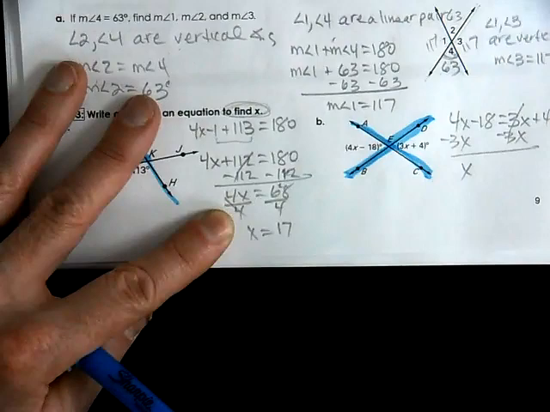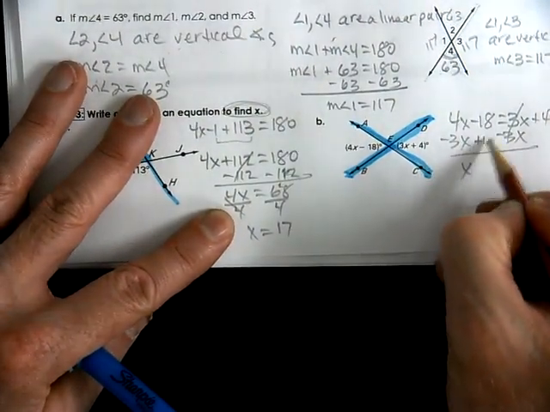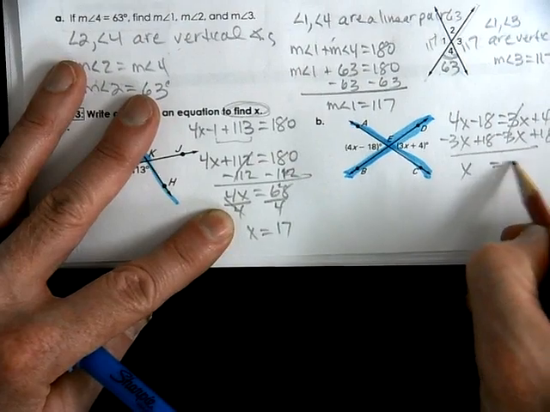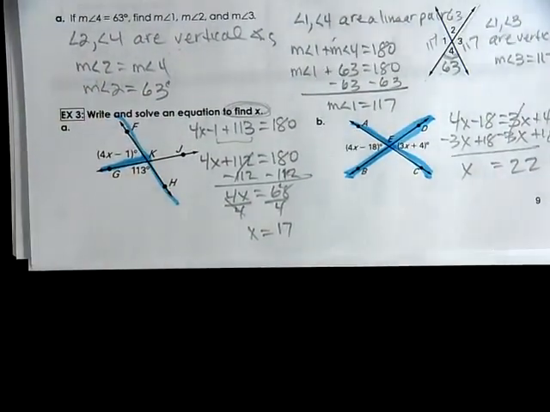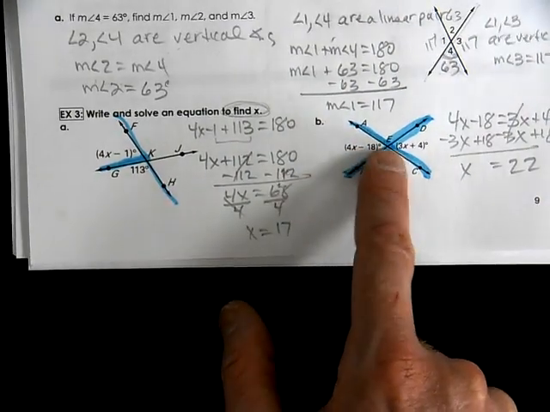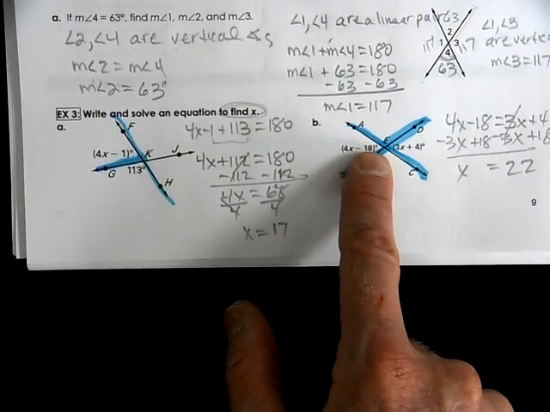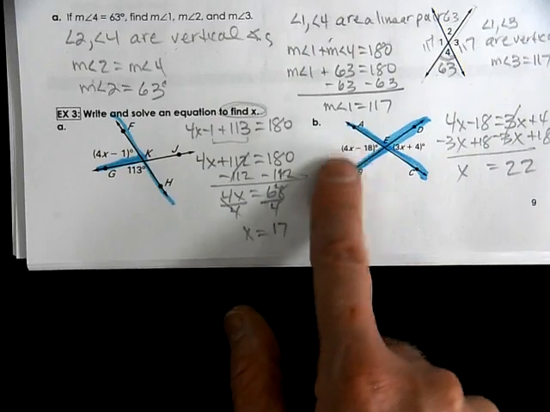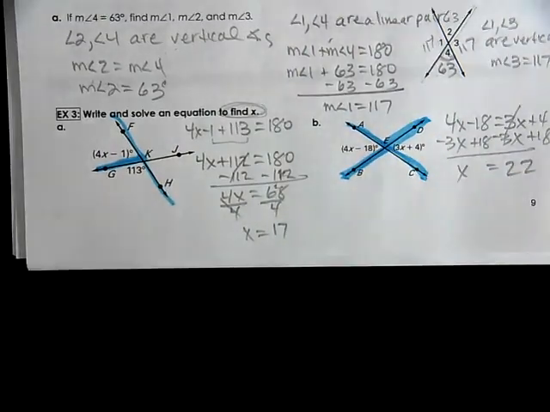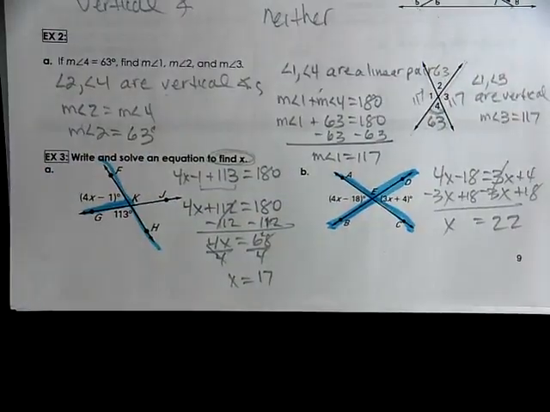I bring my x's together. I can add my 18, and I get 22. It's not 22 degrees. It's just 22. When you plug it in here, then you get your degrees. 22 times 4 is 88, minus 18 sounds like 70. So that's 70 degrees. But the 22 is not a degree. Any questions?